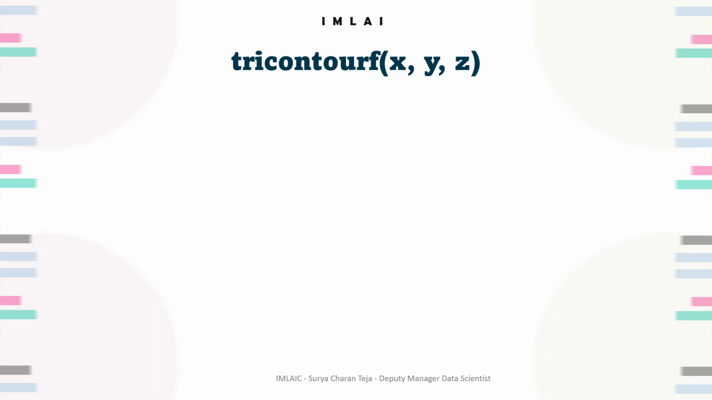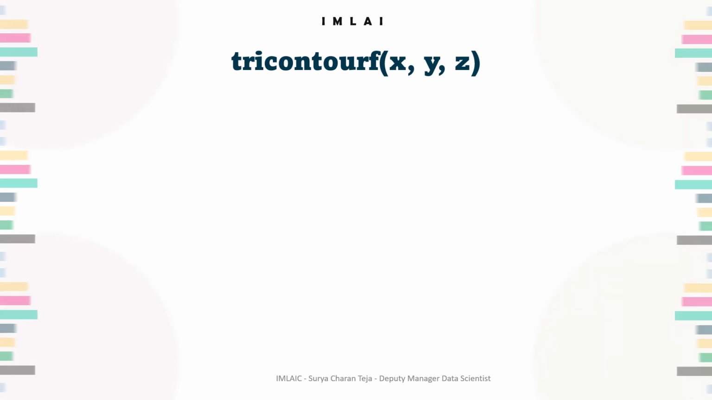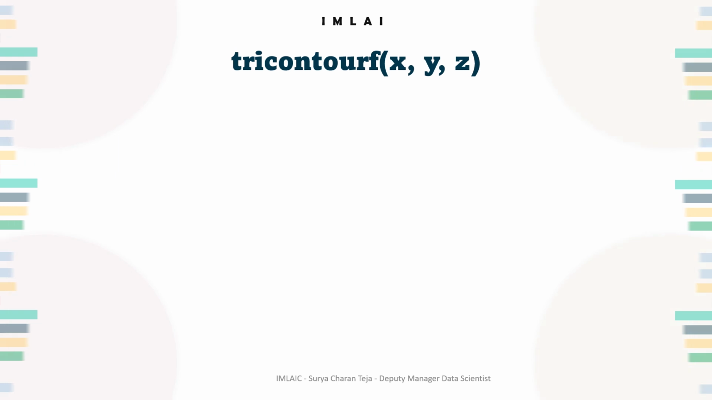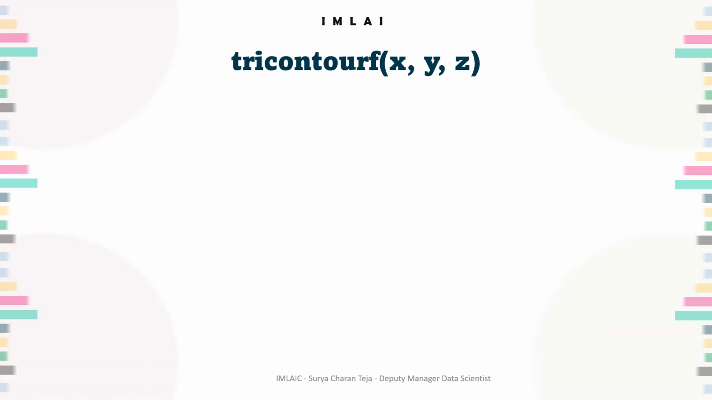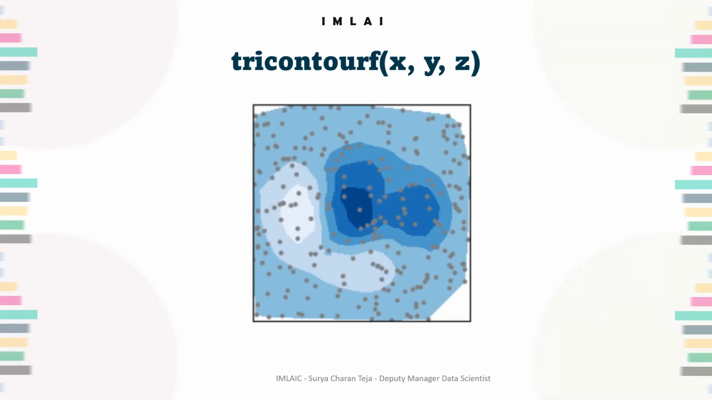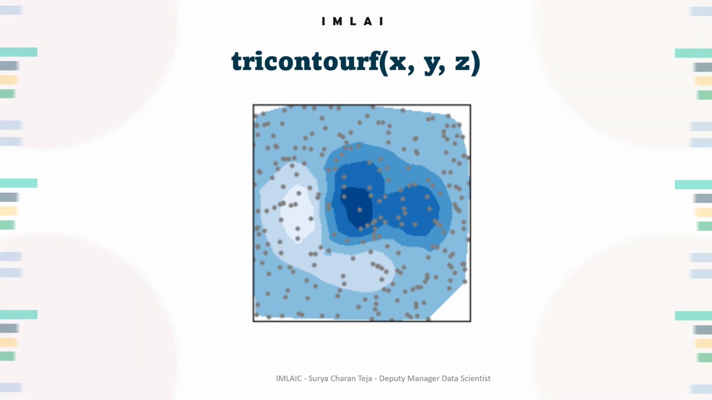So next we'll be looking into the tricontourf method, with x, y, z. The tricontourf function in the pyplot module of the matplotlib library is used to draw filled contours on an unstructured triangular grid. So this is how it looks, and the syntax is similar to the tricontour method as we have seen earlier.